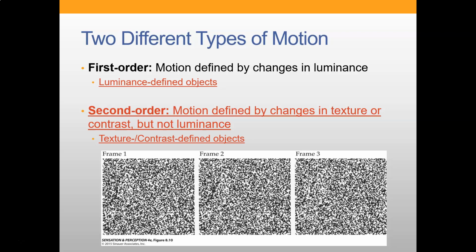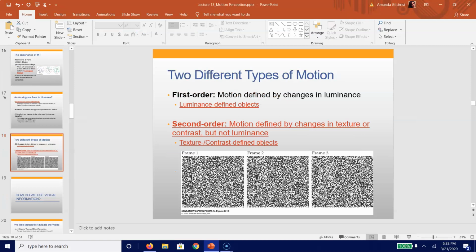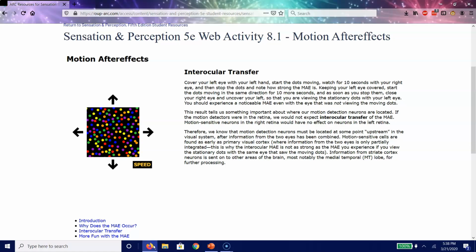Now, on the other hand, if we're looking at something called second-order motion, we're noticing motion, but it's not because of any necessary change in object position. Rather, we see motion because we see changes in texture or contrast, but we're not necessarily getting a change in luminance. So, I'm going to show you, again, we're going to hop on our companion site. I'm going to show you some stereograms of random dots, kind of like what we've been looking at for the last couple of chapters. And what you're going to see is an instance of second-order motion.